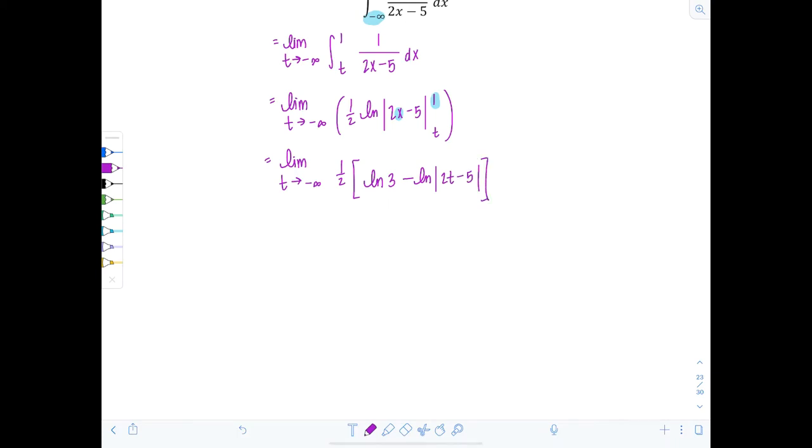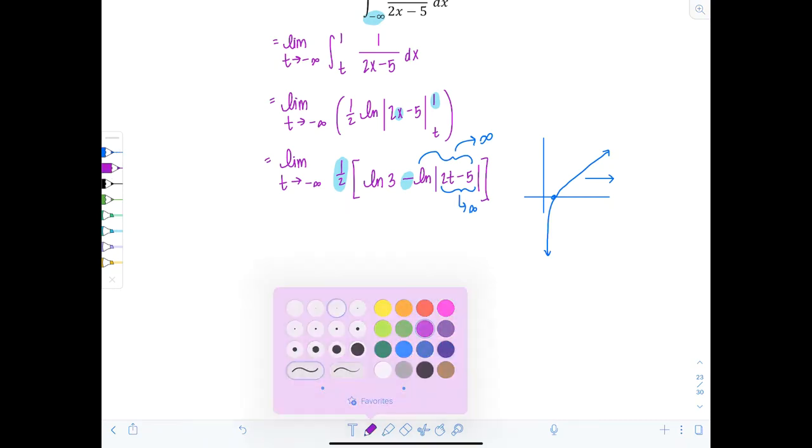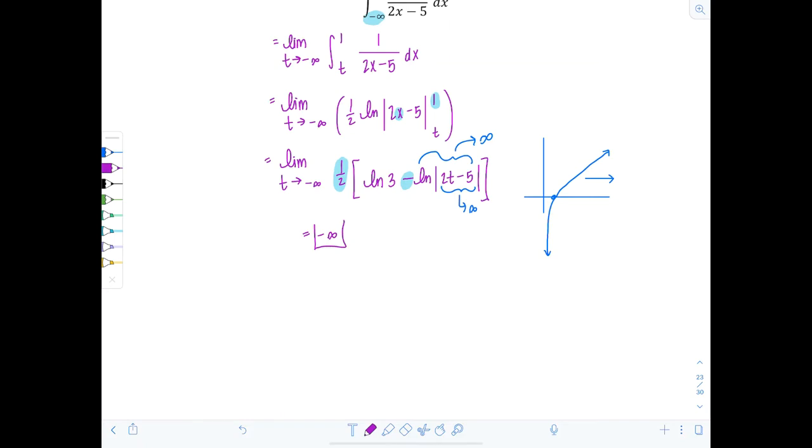Okay, so let's see here. As t approaches negative infinity, I have the absolute value of 2t minus 5, so that's going to approach positive infinity. Remember the graph of natural log? As the input approaches positive infinity, natural log is going to approach positive infinity. But then remember, we have this negative sitting out here. So this whole thing is approaching negative infinity. The 1/2 doesn't do anything. 1/2 times negative infinity is still going towards negative infinity. So this limit is negative infinity. What does that mean? This is a divergent integral.